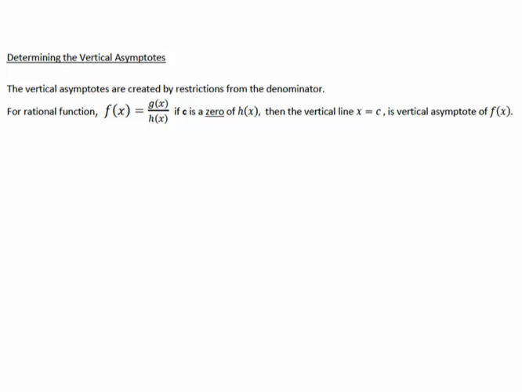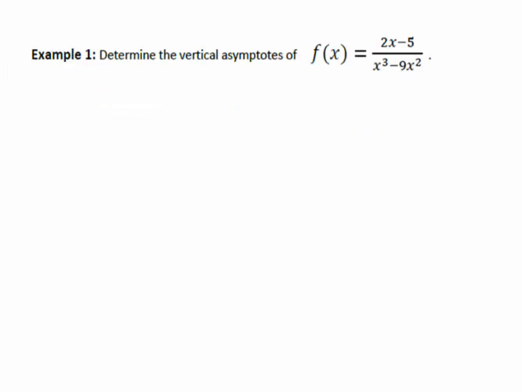And if there is some value c that is a 0 in h of x, the denominator, then the line x equals c is the vertical asymptote. And we're going to use this to find vertical asymptotes of rational functions. So let's look at this example.